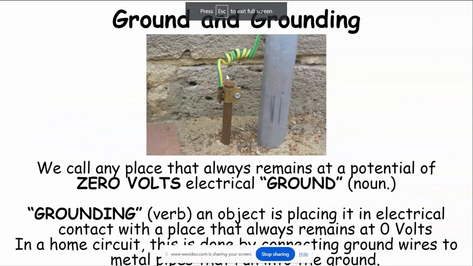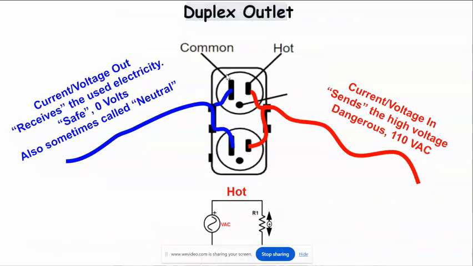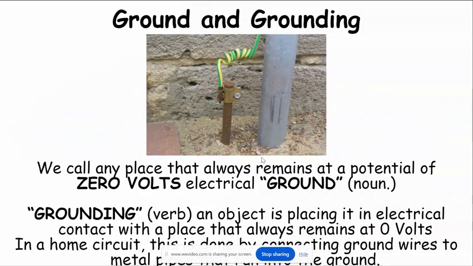One more thing. Going back to the outlet, you may have noticed that there's a round hole on each of these. That actually serves a very important purpose. It's called a grounding hole. Let's talk a little bit about that and why you need that extra connection. So, ground and grounding. We call any place that always remains at a potential of 0 volts an electrical ground, and grounding an object is placing it in electrical contact with a place that always remains at 0 volts.